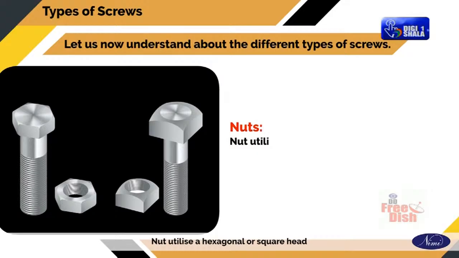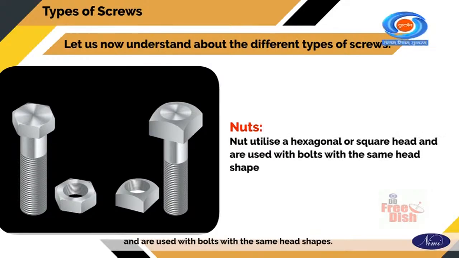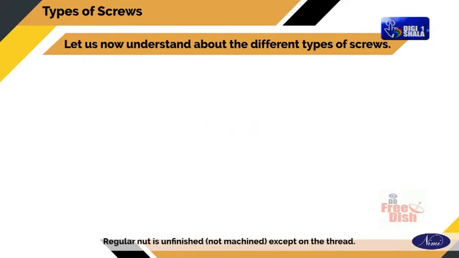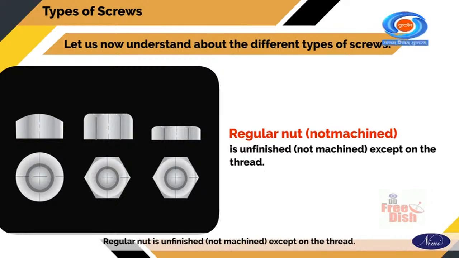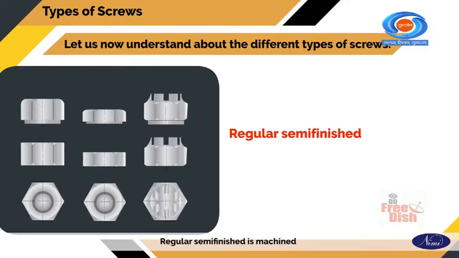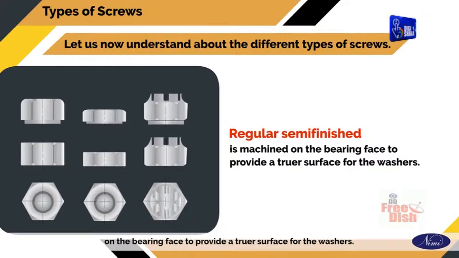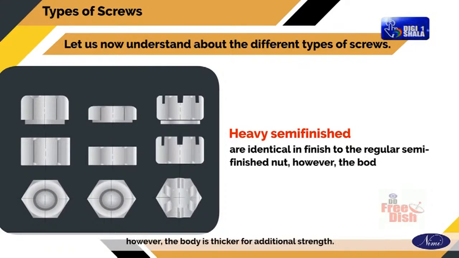Nuts. Nuts utilize a hexagonal or square head and are used with bolts with the same head shapes. They are available in various finishes. Regular nut is unfinished, not machined, except on the thread. Regular semi-finished is machined on the bearing face to provide a truer surface for the washers. Heavy semi-finished are identical in finish to the regular semi-finished nut, however the body is thicker for additional strength.